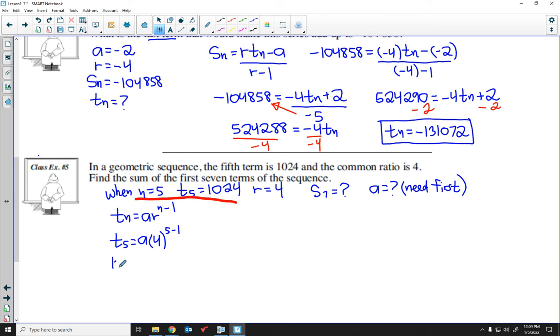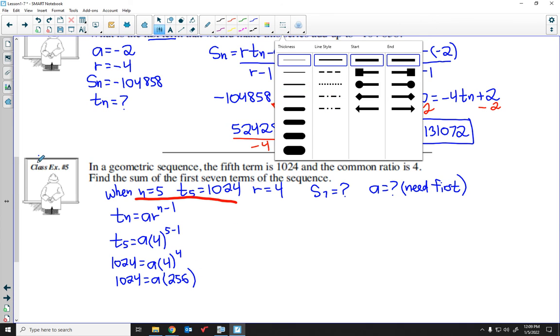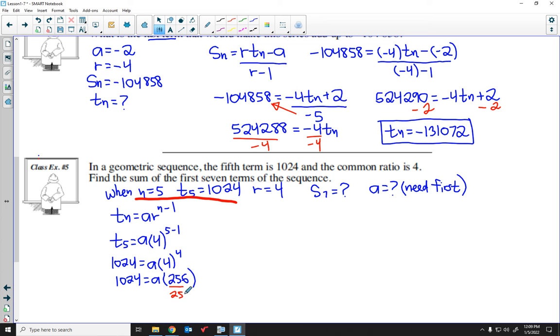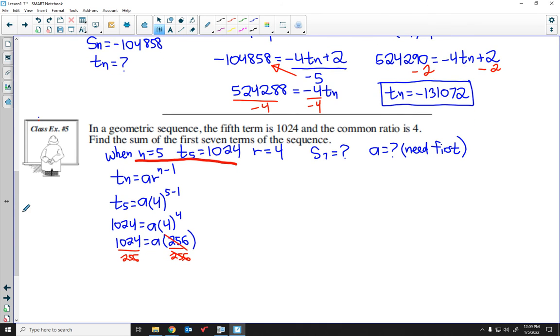And t of 5 is 1,024, which would then be a, and then we could have 4 to the power of 4. 4 to the power of 4 is 256. So we'd have 1,024 is equal to a multiplied by 256. To get a by itself, just divide both sides of the equation by 256. The 256 cancels, and I'm pretty sure it's going to give you an a value that is 4.